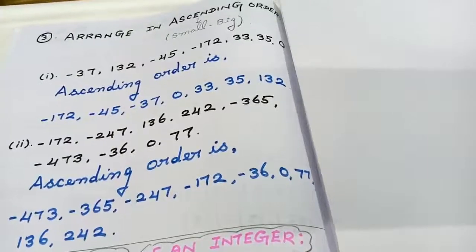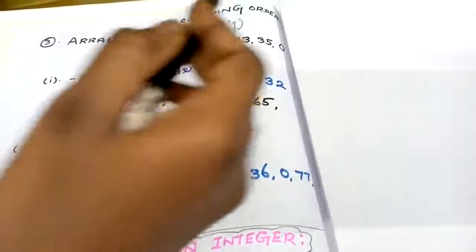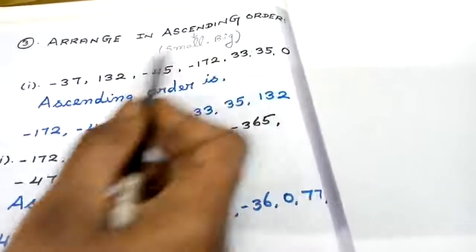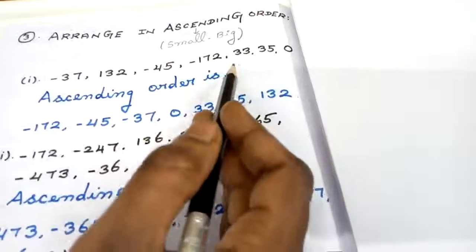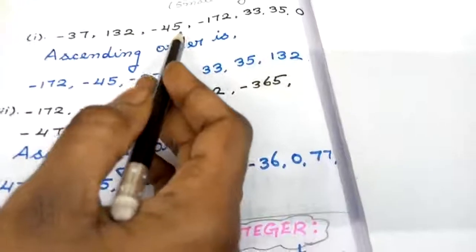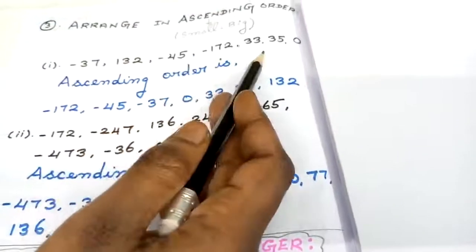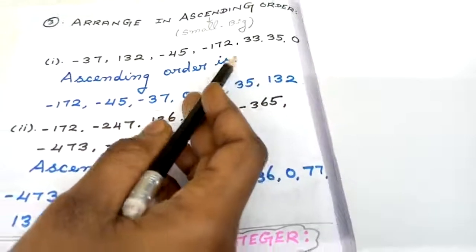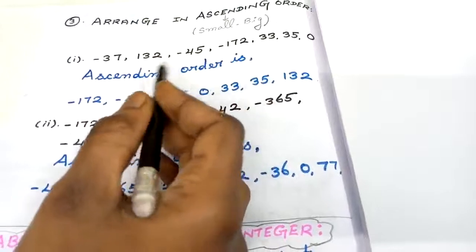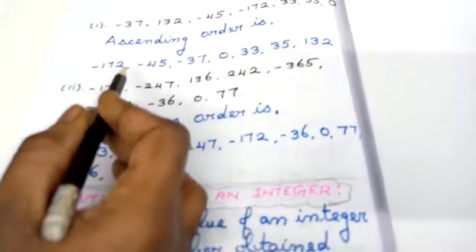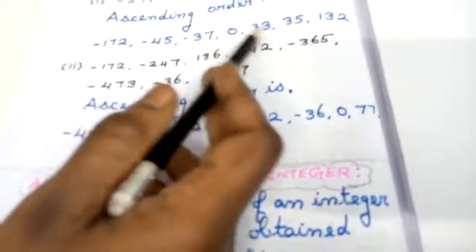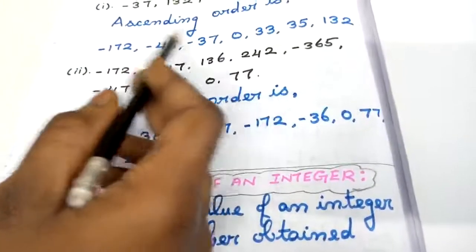Third question, arrange in ascending order. Small to big is ascending order. They will give you the numbers, and you have to be careful in this place, students. You are going to have negative values, positive values as well as 0. So while I am writing in ascending order, first I should give importance to the negative values. From negative to positive, in the middle you will have 0.